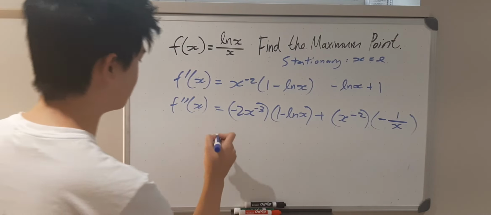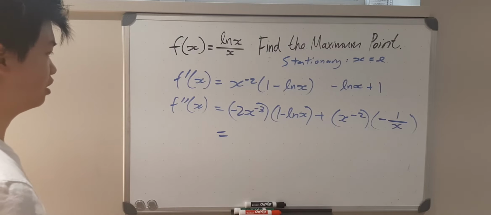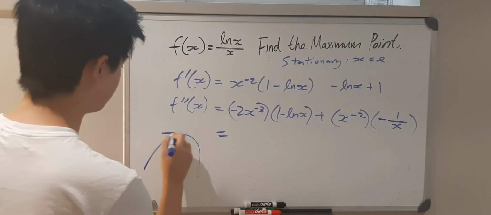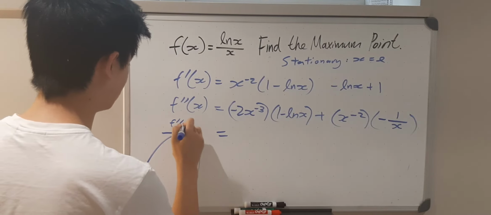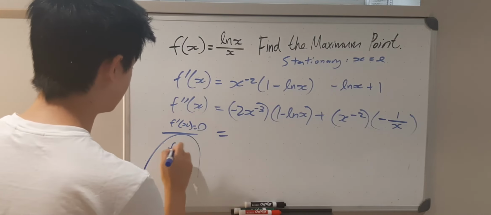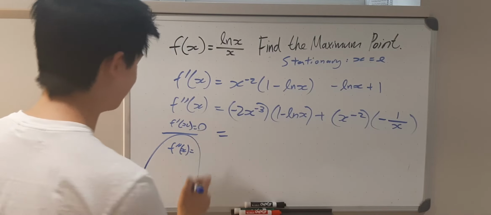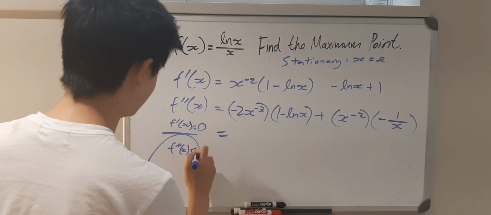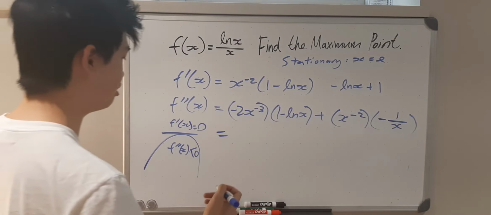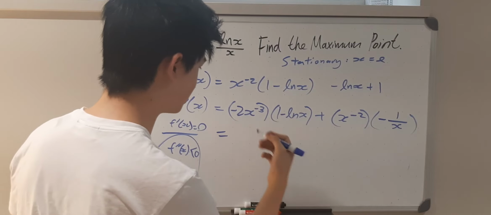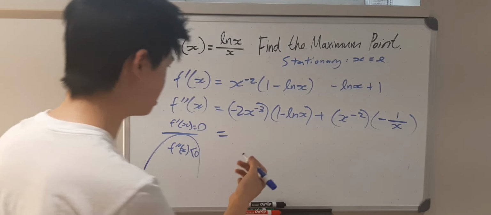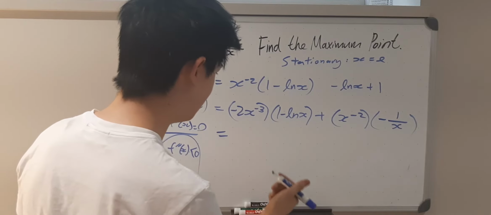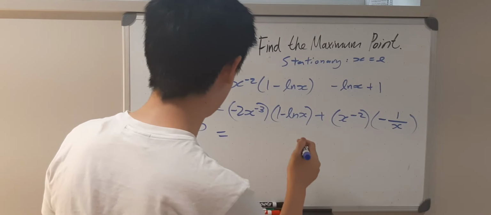Now let's simplify this a bit to see if this is less than 0. When we have a maximum, first of all the first derivative equals 0, so f prime of x equals 0. And f double prime of x, the rate at which the slope changes, is going to be negative, so this is less than 0. So we're looking for less than 0 here. Simplifying, we have minus 2x to the negative 3 times 1 minus ln x.